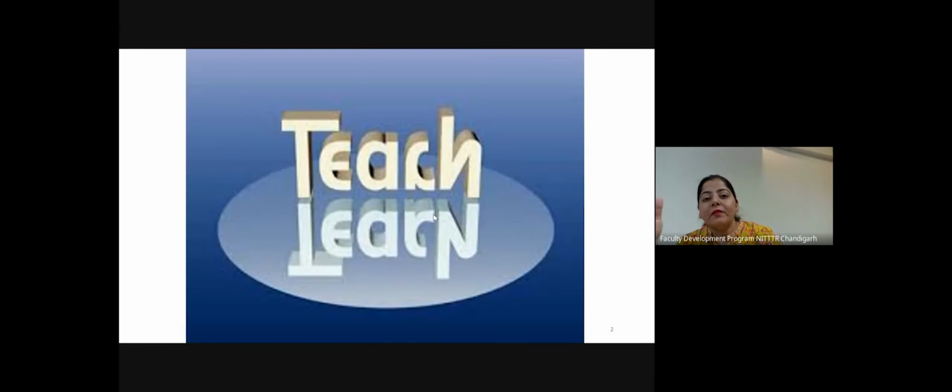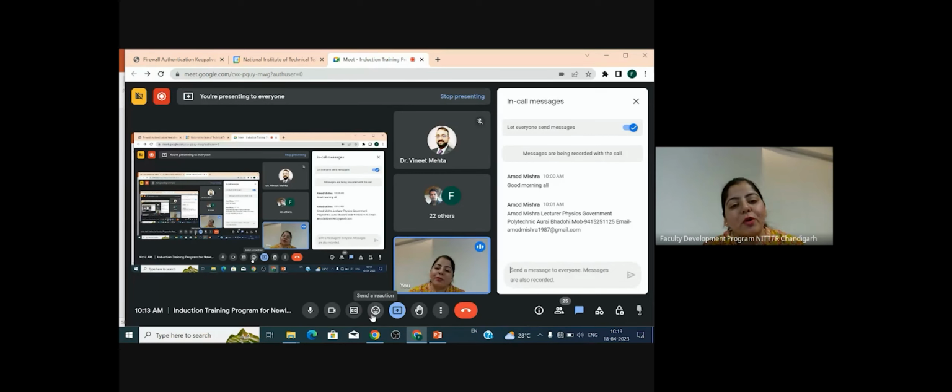Do not read the slide, try to interpret the meaning of this particular image. So learning and teaching is a two-way process. Learning is the reflection of teaching, and when we are teaching our students, at the same time we are also learning. So when it comes to teaching and learning, it means that whatever the teacher is teaching in a class, the equivalent amount of learning needs to happen.